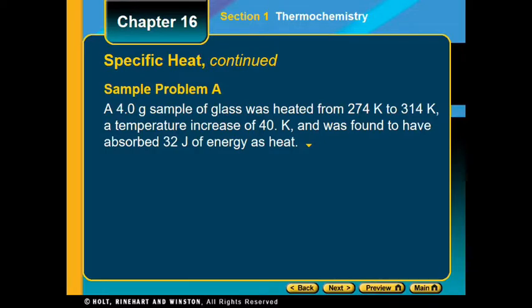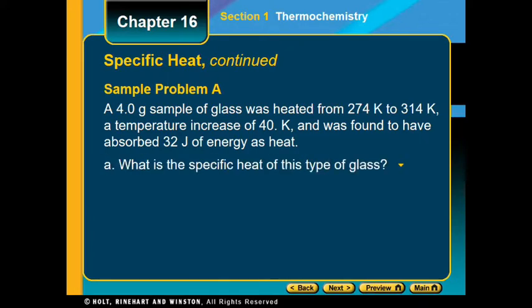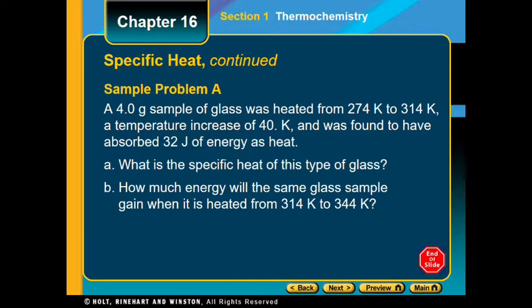So please write down this sample problem. A 4-gram sample of glass was heated from 274 to 314 Kelvin. So that is a temperature increase of 40 Kelvin if you did final minus initial, and it had absorbed 32 joules of energy as heat. The first part of the question is, what's the specific heat of that type of glass, and how much energy will the same glass sample gain if it's heated again from 314 to 344 Kelvin?